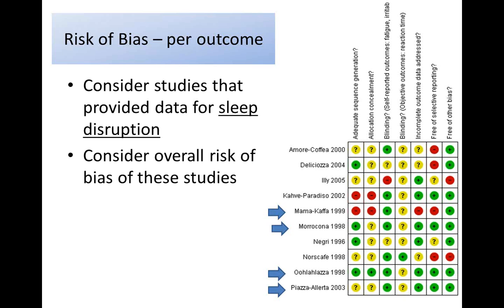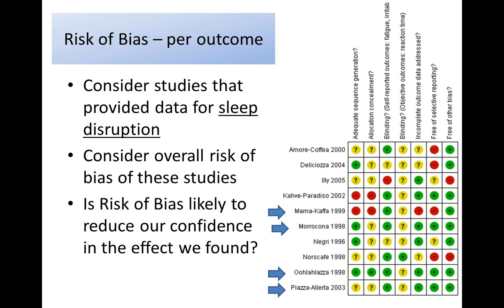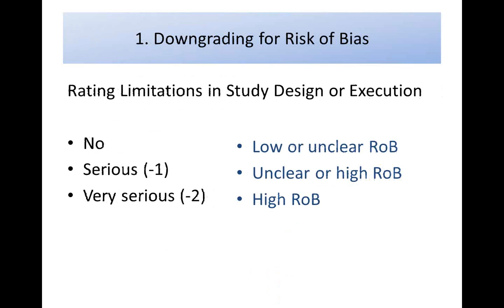So we consider the studies for sleep disruption, overall risk of bias in those studies. And we ask ourselves, well, is this risk of bias likely to reduce our confidence in the effect that we've found? We're allowed to do 3 things, actually. We're allowed to say no. We're allowed to say it seriously does or it very seriously does. And in that case, we either downgrade by 1 or 2 points in the GRADE system.